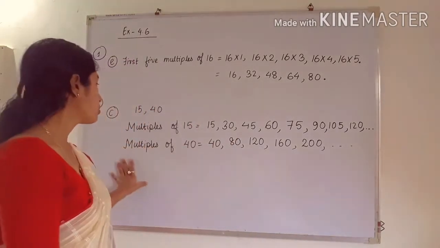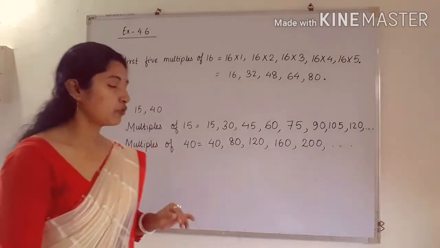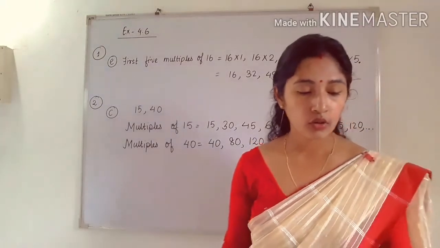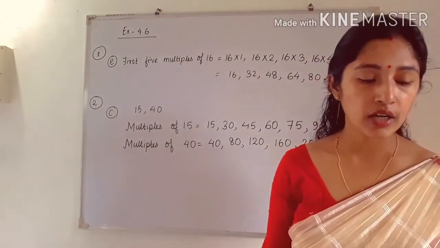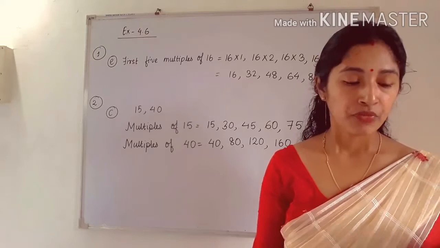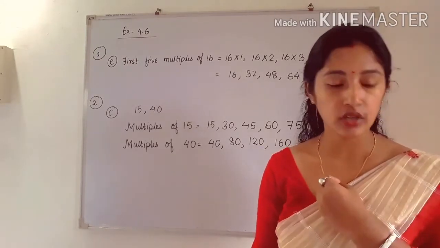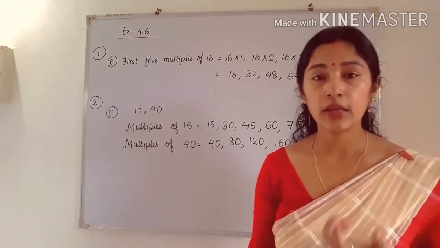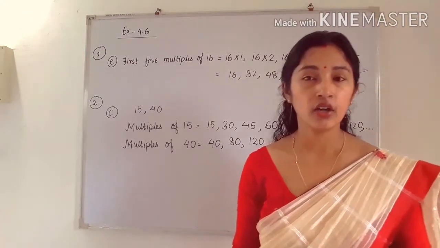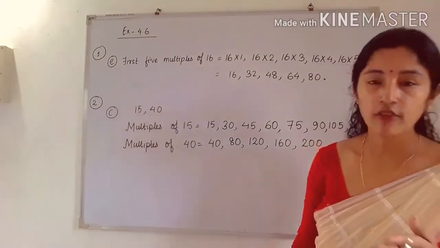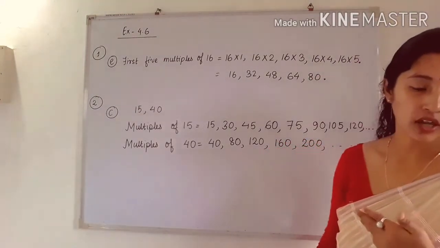Now come to the next question, number C. Here you have to find the lowest common multiple. The question says to list the multiples of each pair. That means you have to write the multiples. There are infinitely many multiples, you know that, so here we will first write 5 or 6 multiples. See what I have done.